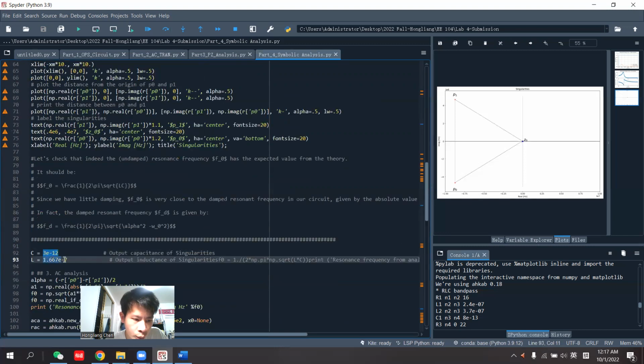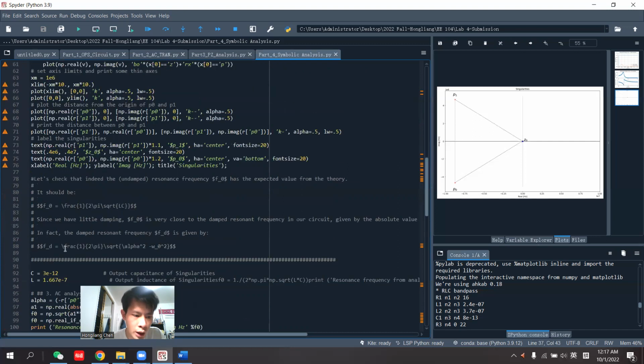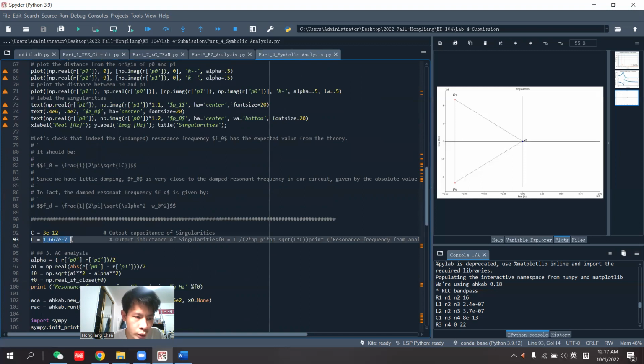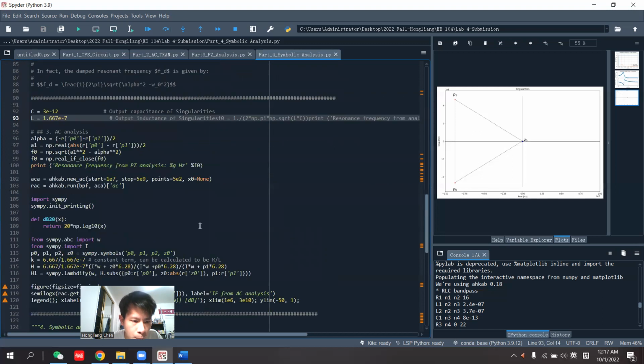In order to calculate the equivalent inductor, since the inductors L1 and L2 are in parallel here, the formula I use is the same as for resistors in parallel, which is L1 times L2 over L1 plus L2. So the equivalent inductor is 1.67 times 10 to the negative 7.